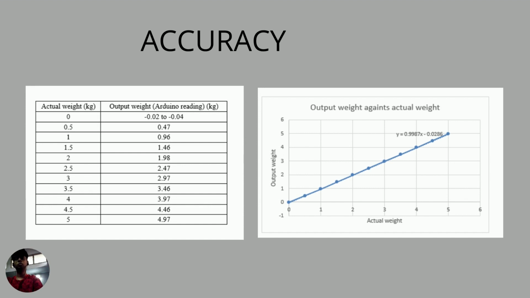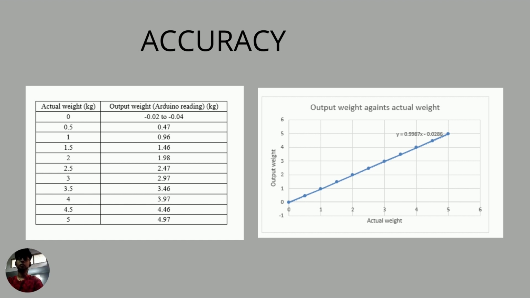As seen in the video before, this is how the calibration process works, a sample calibration of 0.5 kg. As you see on the serial monitor, it will show what is the error, what is the actual value, and what is the output value. In the table, the first column is the actual weight, and the second column is the output of the Arduino reading.